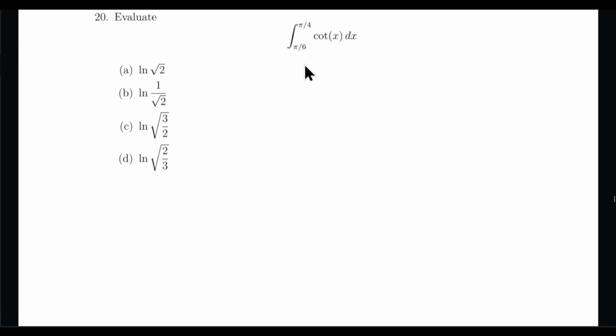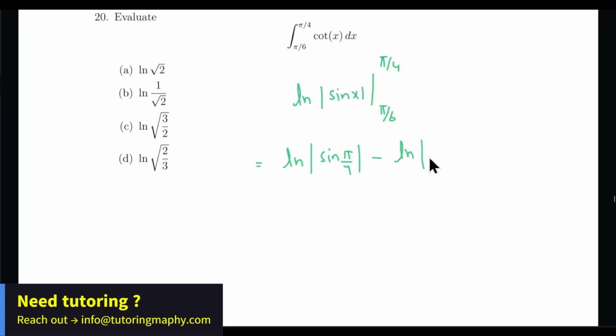Okay, evaluate this. So what is the integration of cot? That is the only question. I was about to write negative cosecant squared x, but that's not right because that is the derivative of cot, not the integration. The integration of cot is ln of absolute value of sine x. Unfortunately, guys, you have to memorize these things. From pi over 6 to pi over 4, it will be ln of absolute value of sine of pi over 4 minus ln of absolute value of sine of pi over 6.